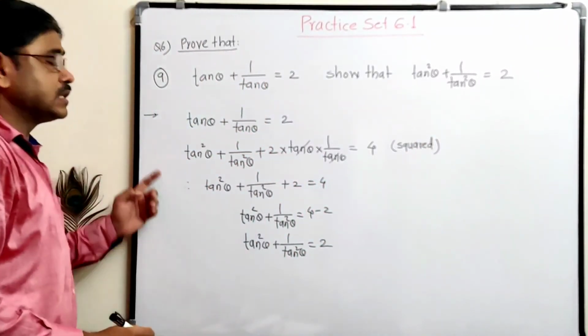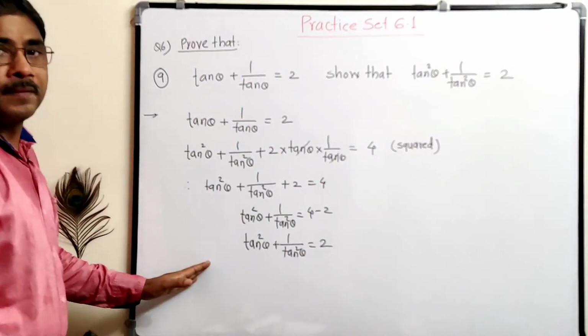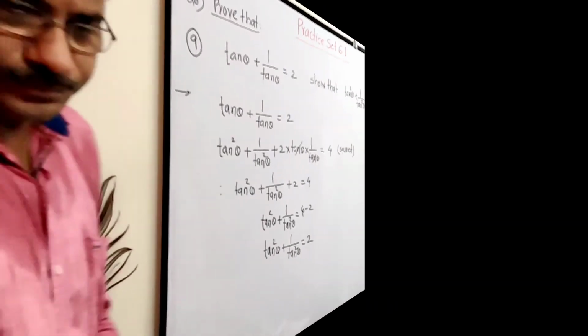Taking squares of both the sides. दोनों साइड का स्क्वायर किया है and we get our result.